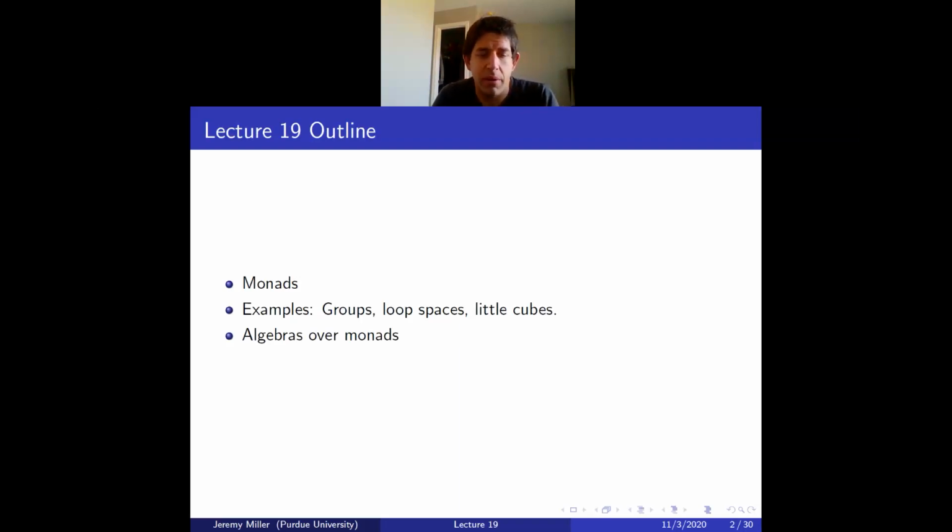Yeah, so we'll talk about examples like the free group functor, loop space functor, little cubes. Some of these will come from operads and some of them won't. We'll talk about that next time, and then we'll talk about algebras over monads. Eventually the idea is that monads, or more specifically operads, will parameterize certain kinds of algebraic structures, and the algebras will be like the algebraic structures. I don't know, that wasn't said well.